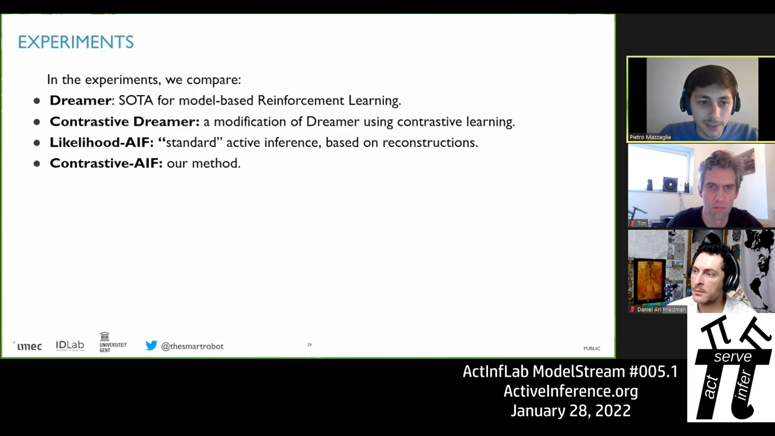So in our experiments, we compare four flavors of reinforcement learning, using likelihood models. This is the Dreamer baseline, which does a likelihood-based learned world model, and it uses rewards for learning action. So the reward function is already given to the agent. And then we compare with Contrastive Dreamer, a modification of Dreamer using contrastive learning for the world model instead of reconstructions. And then we compare the two flavors of active inference: the standard one with the likelihood reconstruction model, and our contrastive formulation.